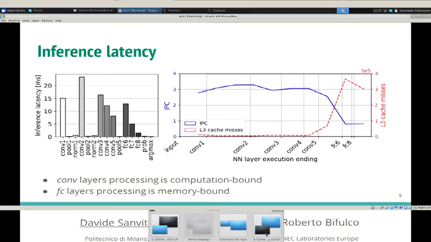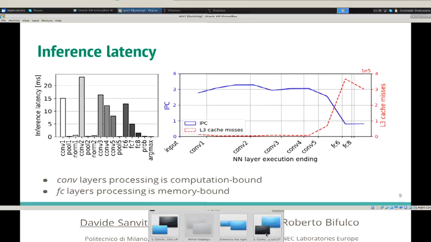So we executed the inference of some images, and we can see in the first picture the different contributions of the layers to the total inference latency. We can see that the biggest contribution is given by some of the convolutional layers and some fully connected layers. By looking at the values of the hardware counters over time, we are able to characterize the different types of processing computed by the different types of layers.